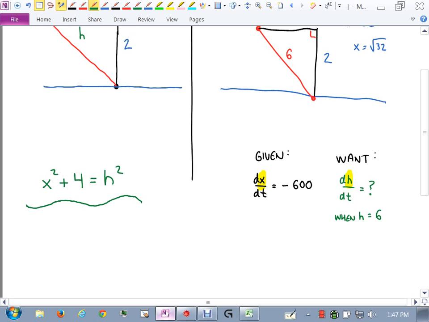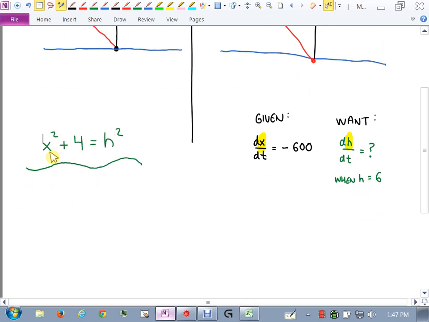So what is the derivative of x squared with respect to time? 2x times dx dt. Again, chain rule. Remember I warned you all about this when we were doing implicit differentiation. The derivative of x is 1 if you're differentiating with respect to x. The derivative of x is not 1 if you're differentiating with respect to something else.